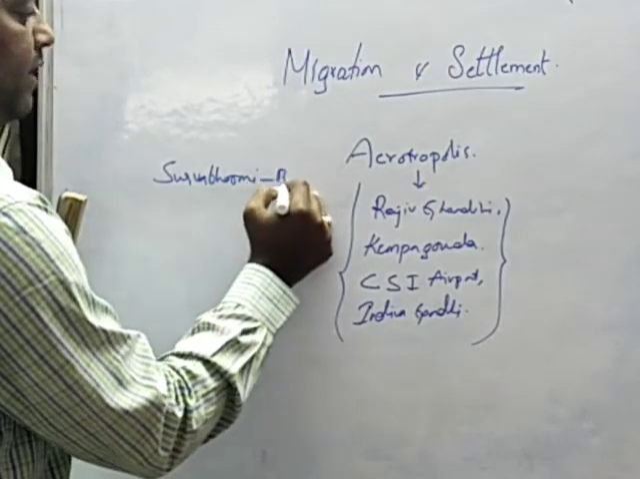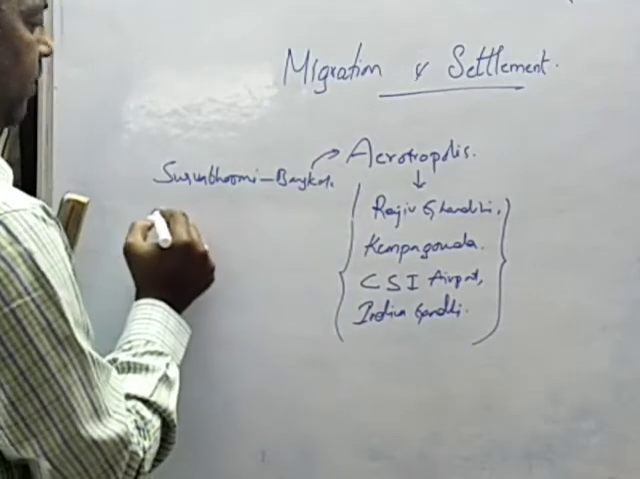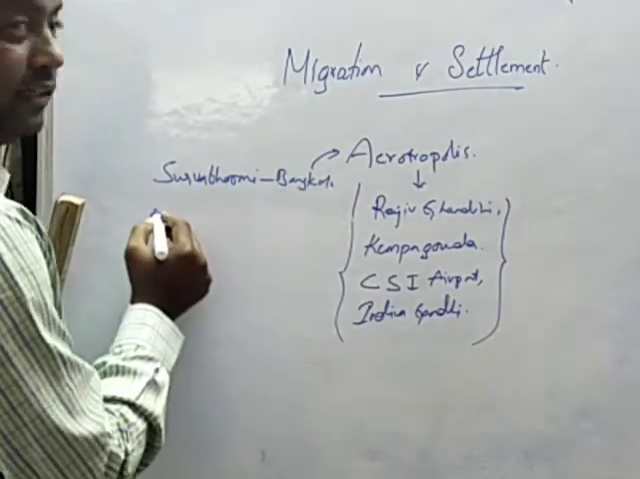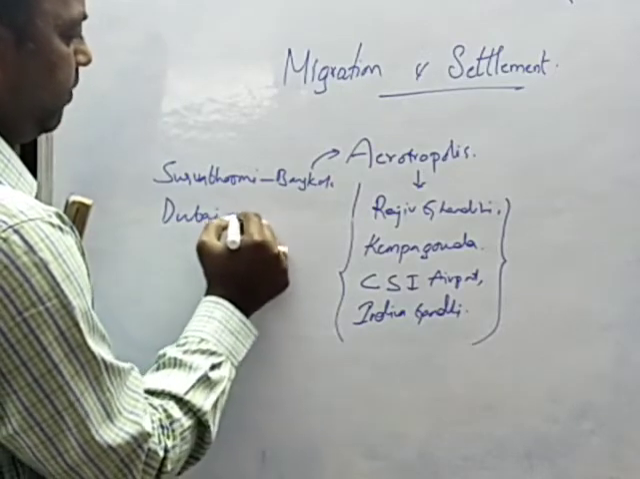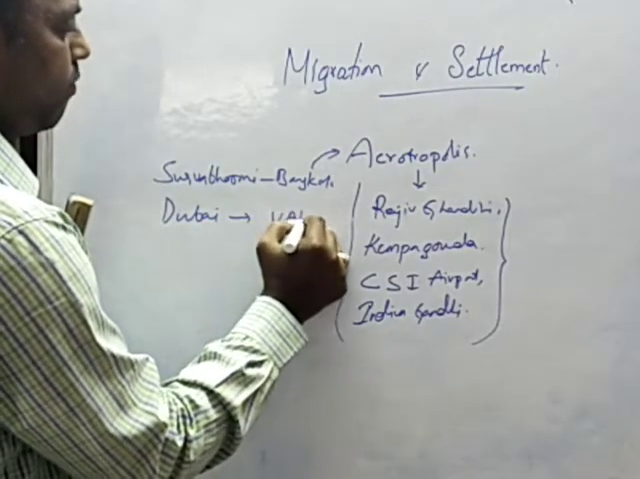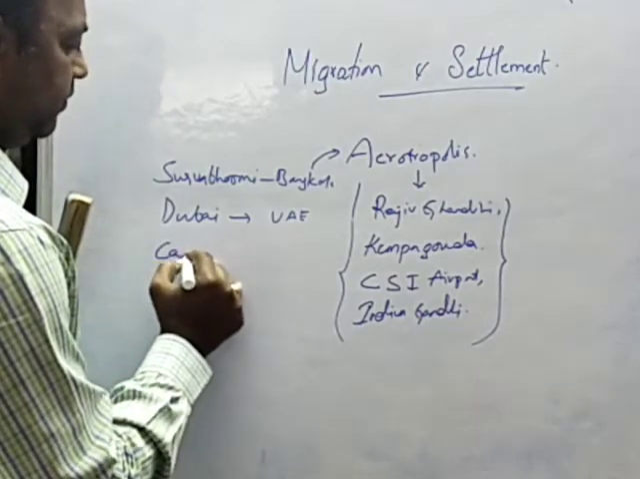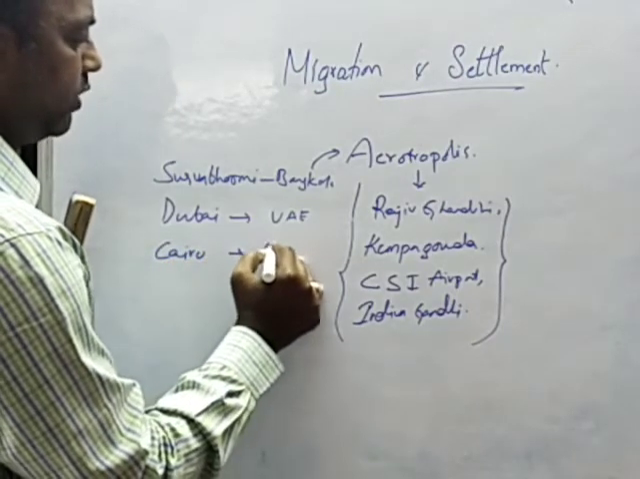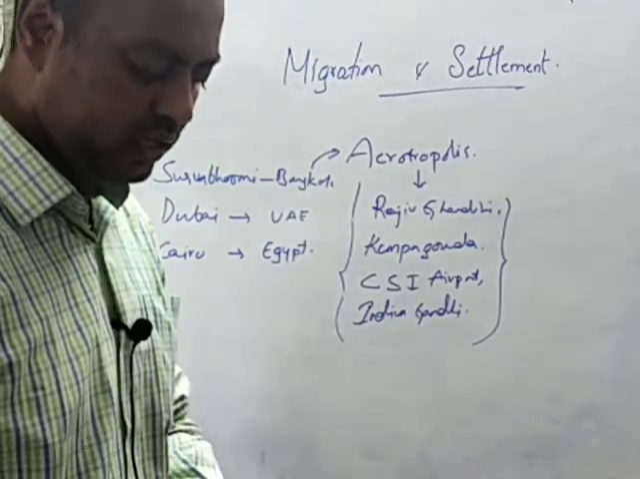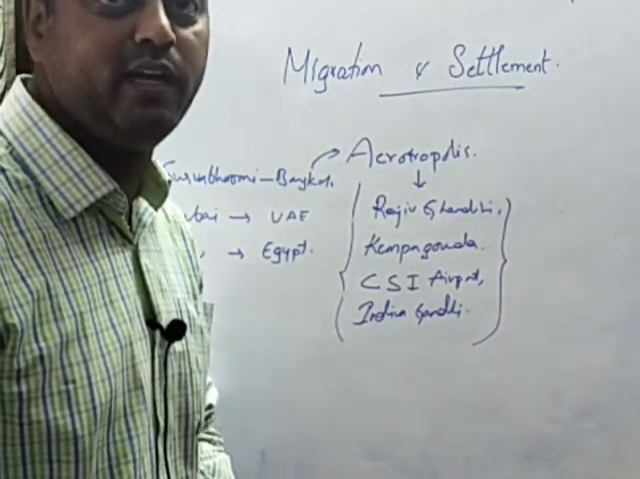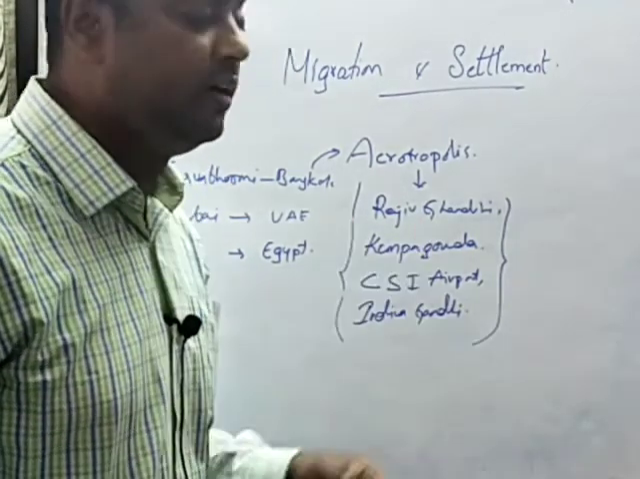This is in Bangkok, where the aerotropolises are coming up, and you can also find them around Dubai International Airport in UAE, and even another international airport at Cairo, Cairo International Airport in Egypt. So these are some of the international aerotropolises which are coming up near airports. So this is about migration and settlement.